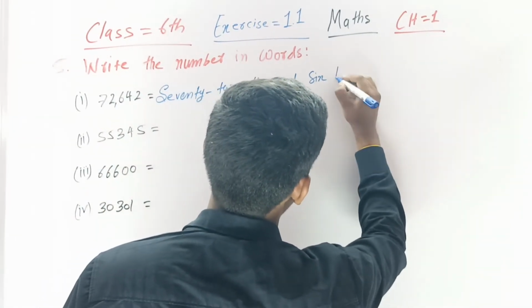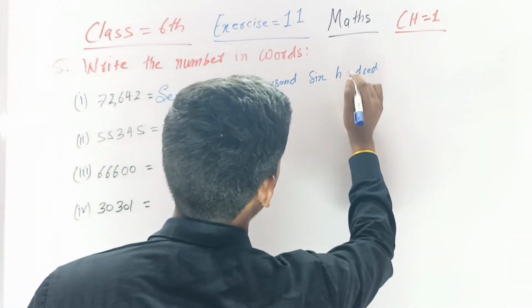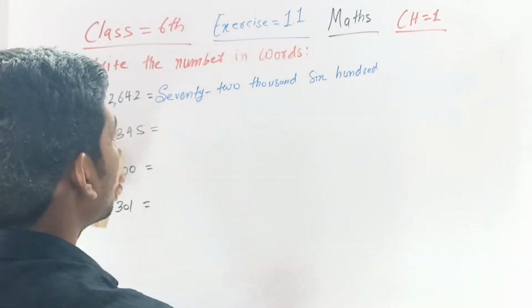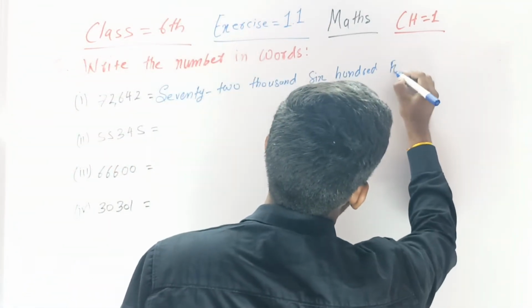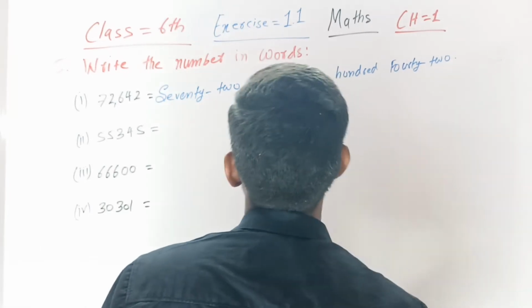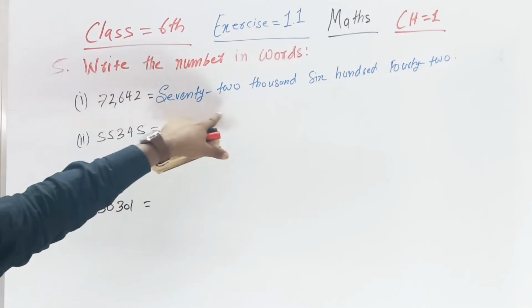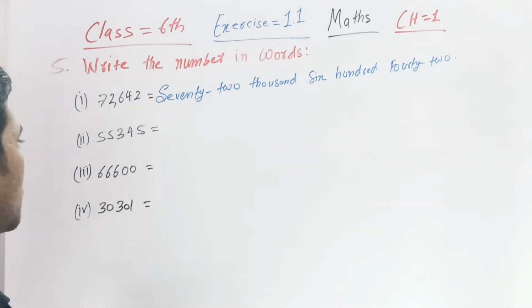You have to put 100 like that. 600. Okay, it's a U only. 642. Okay, so 72,600, 72,642. Now we have to write this.